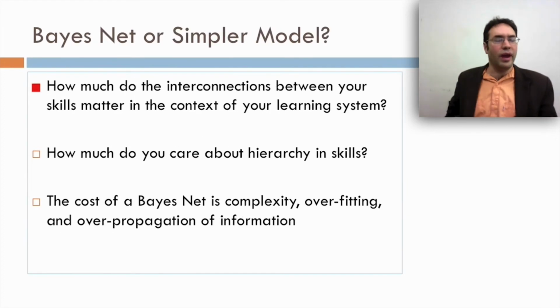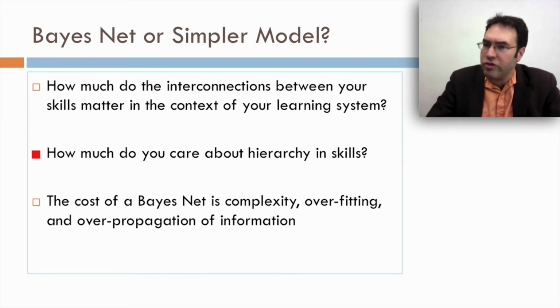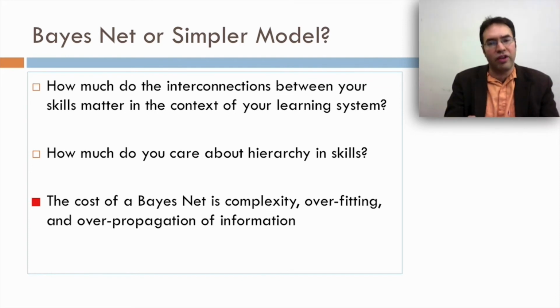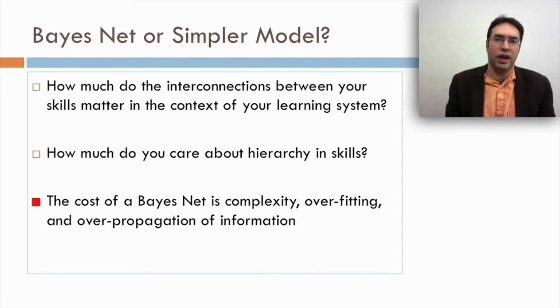So one question you might want to ask yourself is, should I be using a Bayes net? Should I learn about this? Or should I use one of the simpler models that Baker's talked about in this class? And the big question is, how much do the interconnections between your skills matter in the context of your learning system? And how much do you care about the hierarchy of skills? The cost of a Bayes net is complexity, overfitting, and overpropagation of information. The power of a Bayes net is it can fit very complex structures that the simpler models simply can't fit.